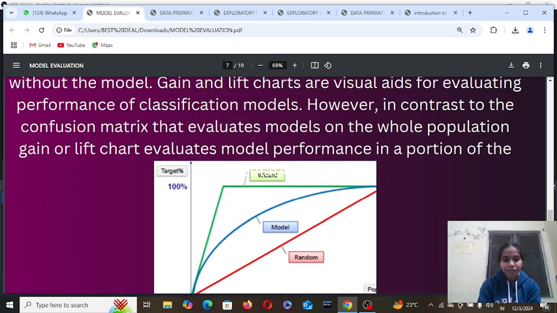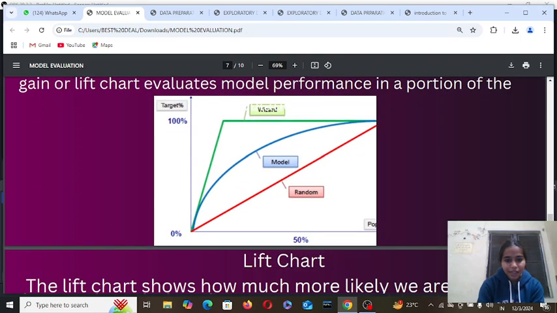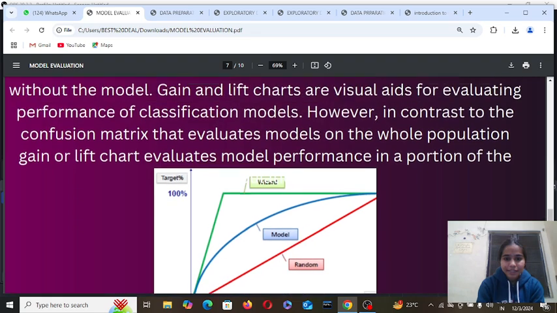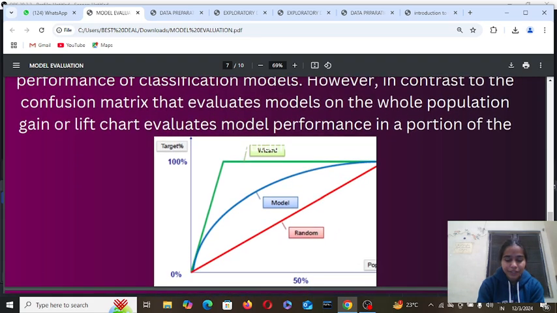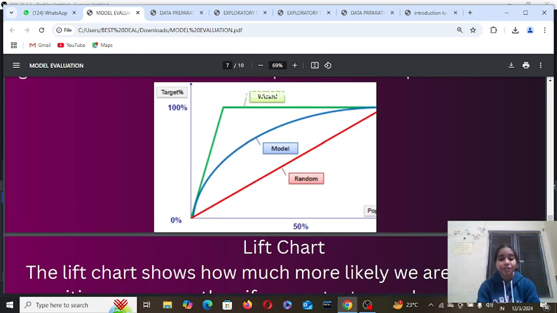This is the graph where we use the gain and lift chart. The red line shows the random, this curved blue line shows the model, and this green line shows the validation. This is the x-axis which shows the percentage of population, and the y-axis which shows the target, in percentage.